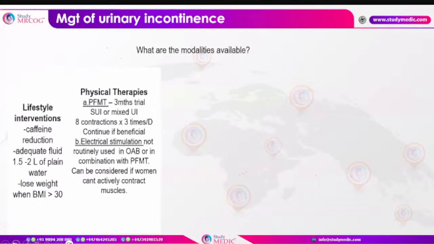Then next is physical therapies. So you can offer pelvic floor muscle training for 3 months for women who have stress urinary incontinence or mixed urinary incontinence. And this PFMT, she has to be doing 8 contractions 3 times in a day. Okay, remember, for 3 months. And if this is beneficial, then she can continue doing the exercises. Now, electrical stimulation is not routinely used in combination with PFMT. You can consider it if the woman is not able to actively contract her pelvic muscles.